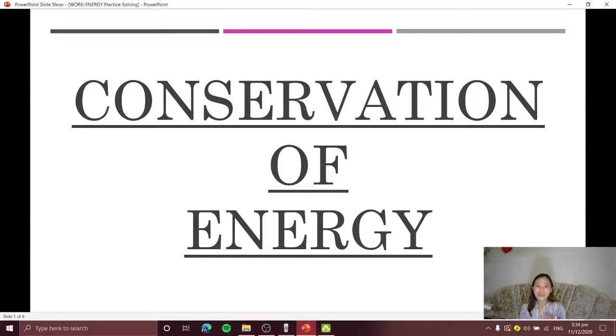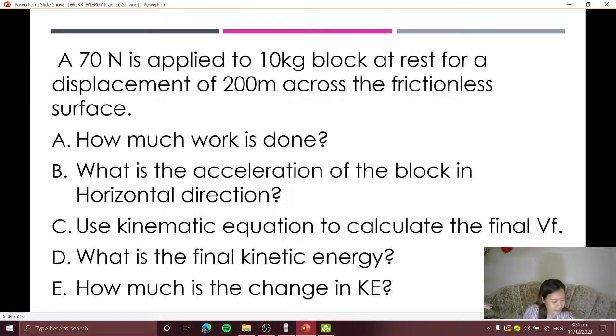Okay, if you can still remember last time, I allowed you to have a copy or a screenshot of the problem solving. So now, we will answer those problems one by one. To start with, let us have here our first problem.